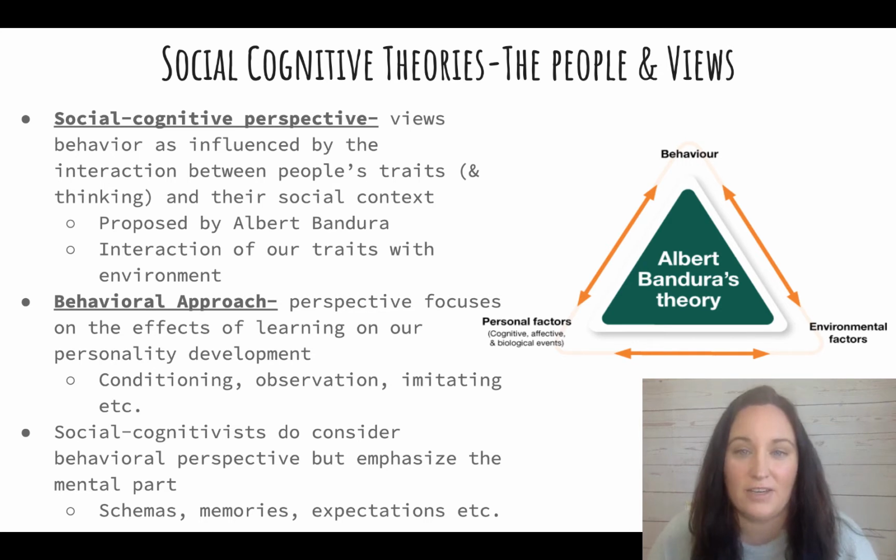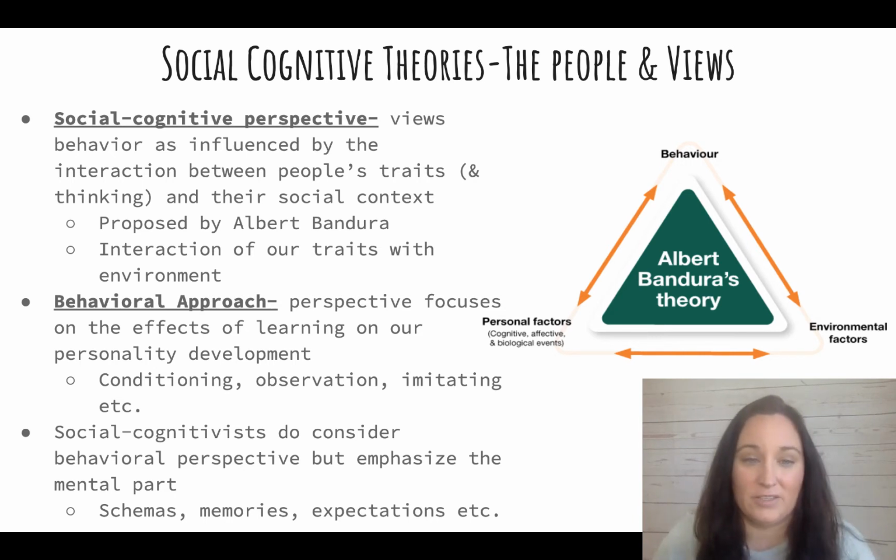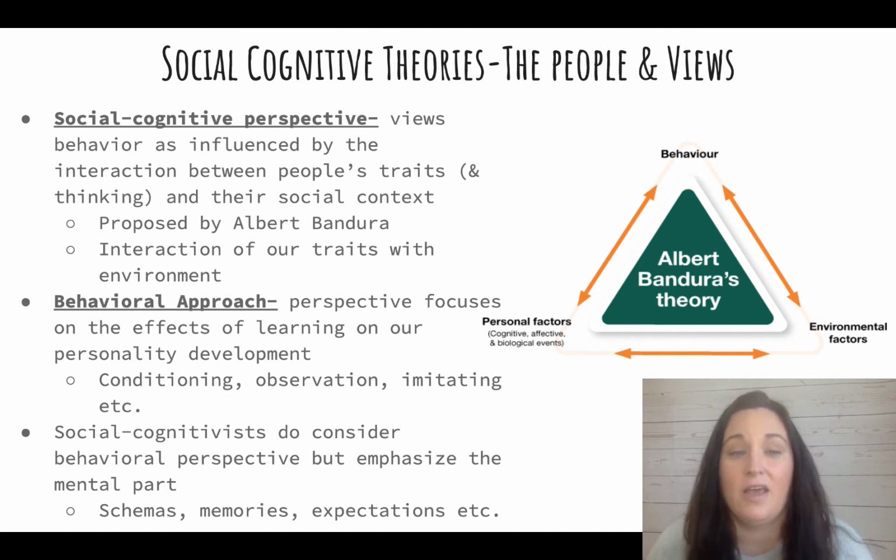So social cognitive theories seems kind of review from the learning unit, but we're going to focus a little differently. The social cognitive perspective views behavior as being influenced by the interaction between people's traits and the social context. This was proposed by Albert Bandura, remember our Bobo doll guy? And he focused on the interaction of our traits with the environment.